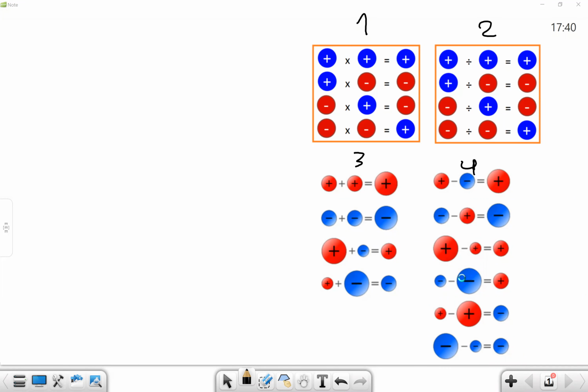Hello everyone. In this lesson, we are going to talk about multiplication, division, addition, and subtraction. First, let's start with multiplication.